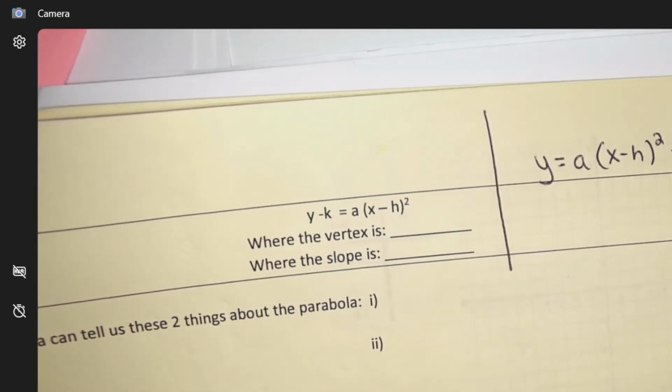Okay, we're going to dive into standard form of a parabola. So yesterday we talked about it like this. Can you also maybe write that beside there?